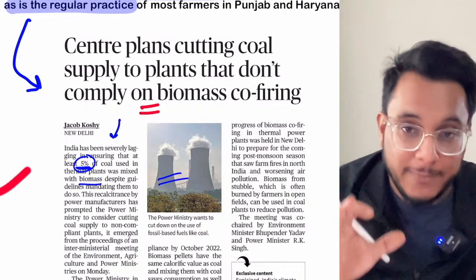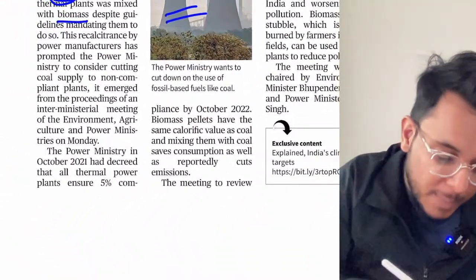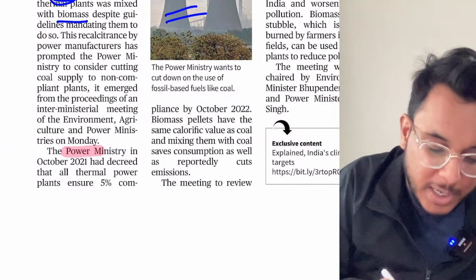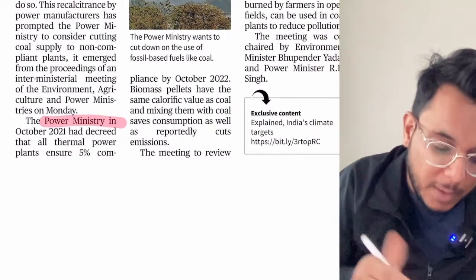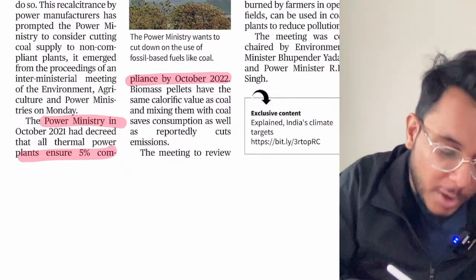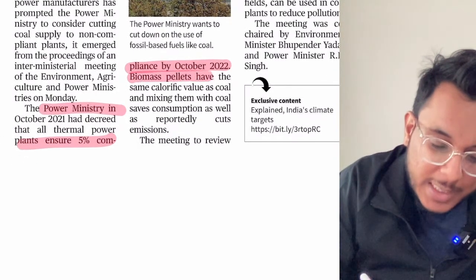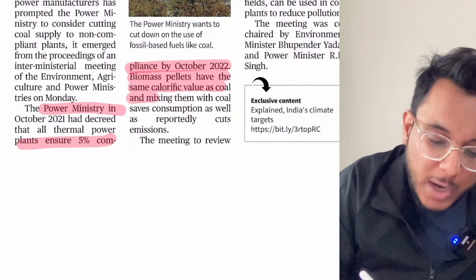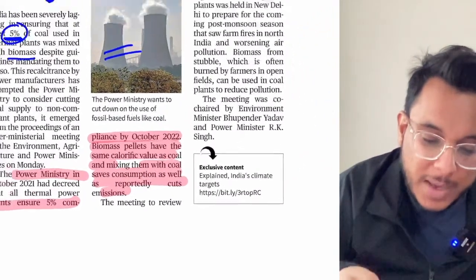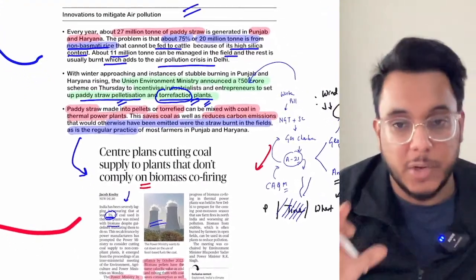So this is something which has already been provided. Now guys, it's being provided by the power ministry. It was provided by the power ministry that the thermal power plants have to ensure 5% of compliance by October 2022. According to the power ministry, biomass pellets have the same calorific value as coal, and mixing them with coal saves consumption as well as cuts the emission. Now by 2070 we have to anyhow cut the emission, so in this particular direction it will help.